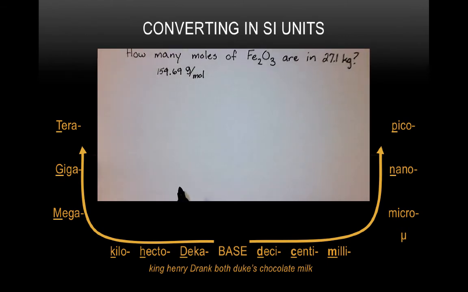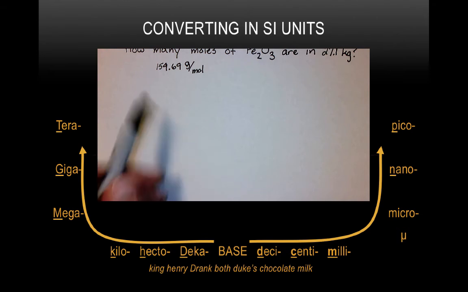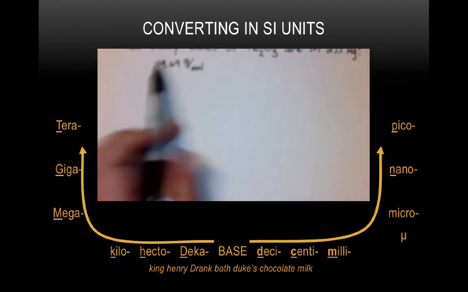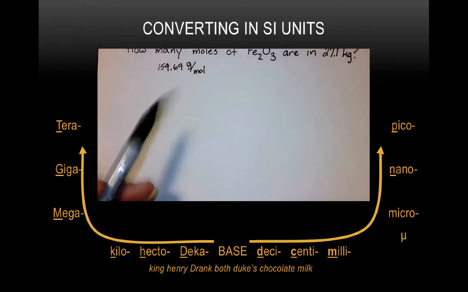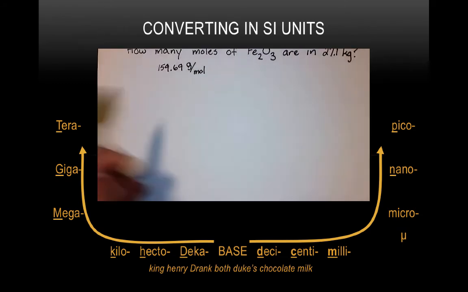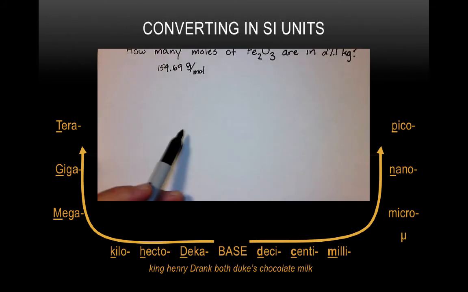So let's take a look at a sample problem of how this would work. So we have a question here. How many moles of iron(III) oxide are in 27.1 kilograms? If we're going to solve this, we know that we have a tool for getting from mass to moles, molar mass. And we've used this one before. So, we'd start to set this up. You'd identify your unknown. You'd identify what you have. And we'd say, okay, I know how to do this.